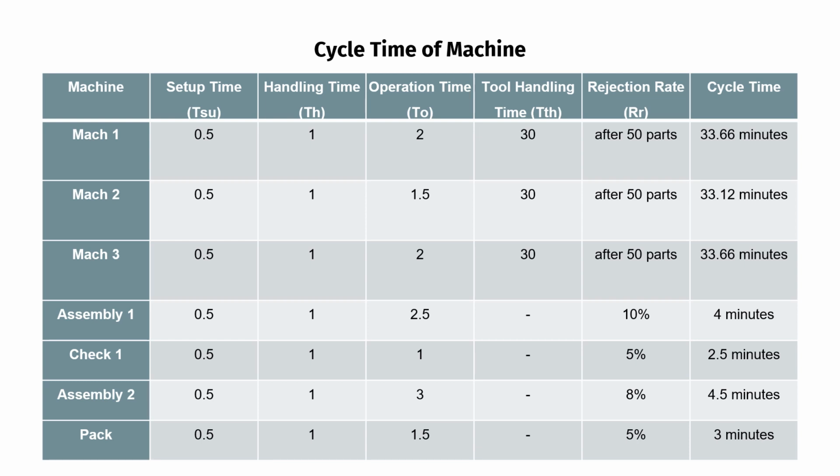Now you can see our table for the cycle time of each machine. Machine 1 is 33.66 minutes, machine 2 is 33.12 minutes, machine 3 is 33.66 minutes, assembly 1 is 4 minutes, check 1 is 2.5 minutes, assembly 2 is 4.5 minutes, and pack is 3 minutes.